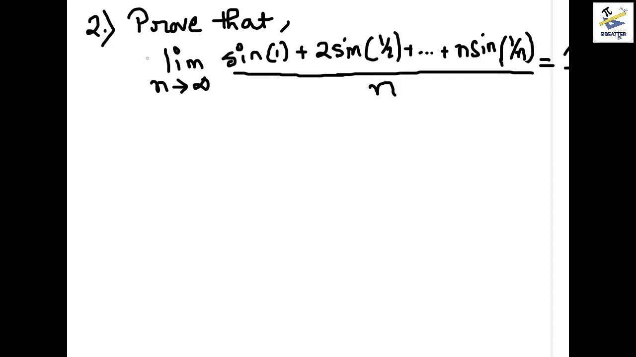Okay, the next problem says: prove that the limit as n tends to infinity of sine of 1 plus 2 into sine of half plus n into sine of 1 by n, whole divided by n, is equal to 1. If 1 is out of the screen, I'll just clarify, this is 1. Okay, now how do we do this?